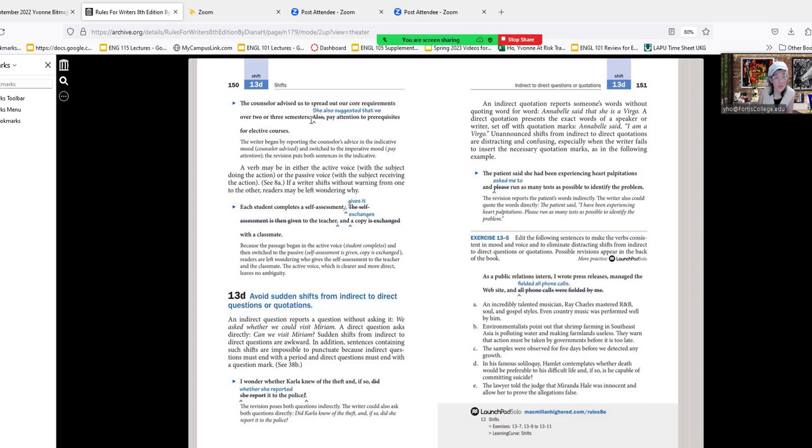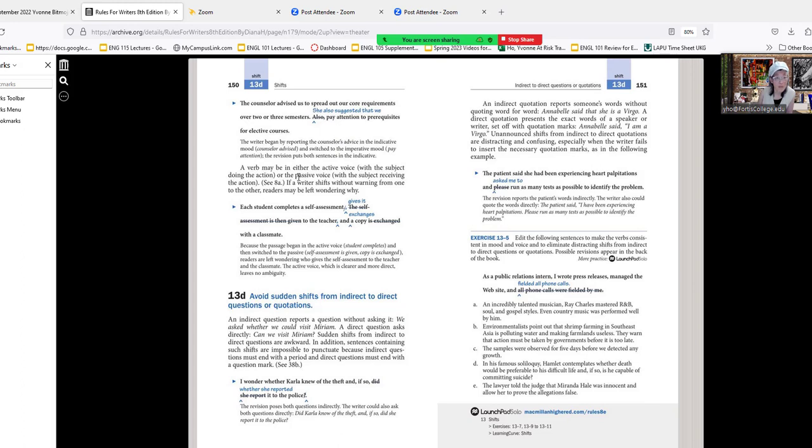Then when you have, she also suggested that we pay attention to prerequisites for elective courses. And so that's the imperative mood, because that means you're giving orders.